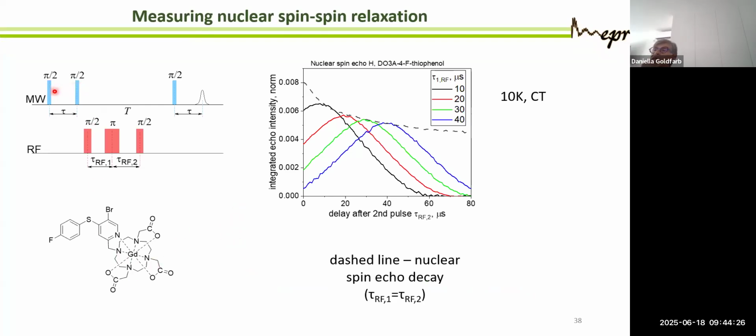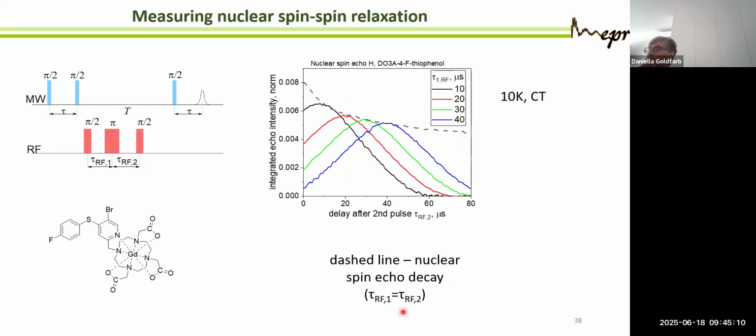Basically what you do is your Mims ENDOR, but then after you have an RF pi pulse, you get a pi pulse and another pi pulse, and this is your echo. So you create a nuclear echo, then you transfer the magnetization back to the electron and you measure it. If you fix this time and then change this time, you see the nuclear echo. This is done for the proton, which has much stronger signals. Here is the echo for a tau of 10, of 20, and you see all these echoes. These are the nuclear echoes.